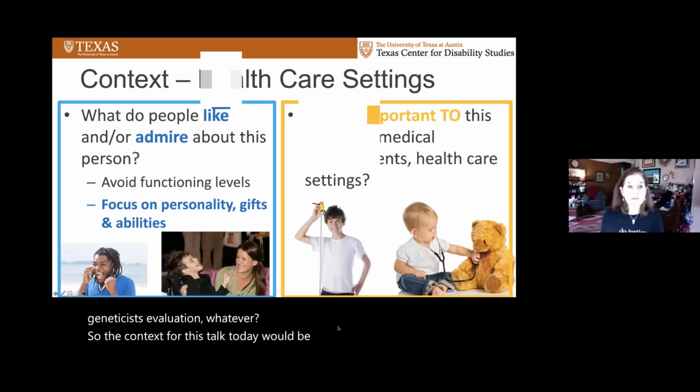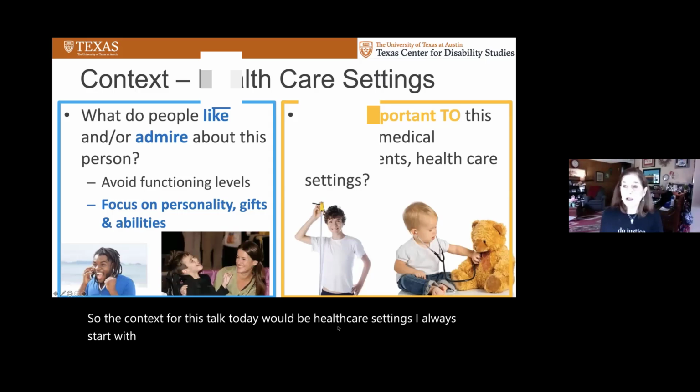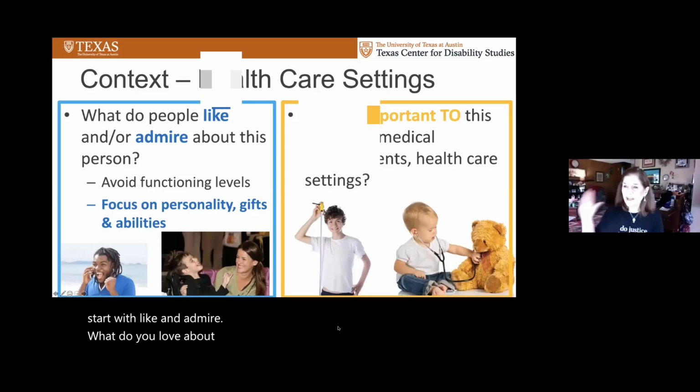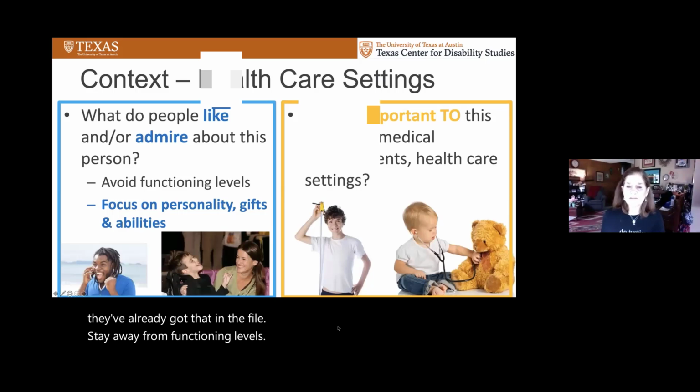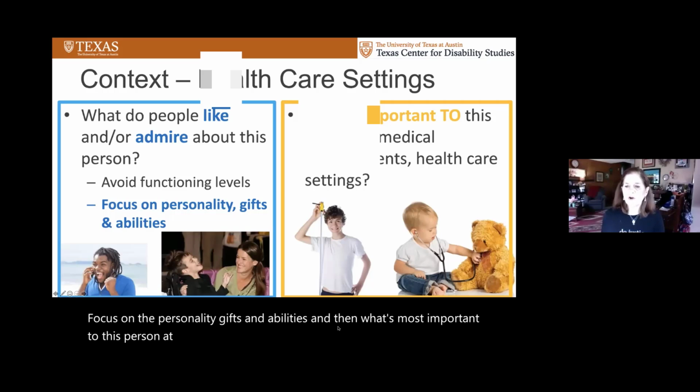I always start with like and admire. What do you love about this person outside of medical conditions and diagnoses? Stay away from that stuff. They've already got that in the file. Stay away from functioning levels. Focus on the personality, gifts, and abilities. And then what's most important to this person at medical appointments or healthcare settings?